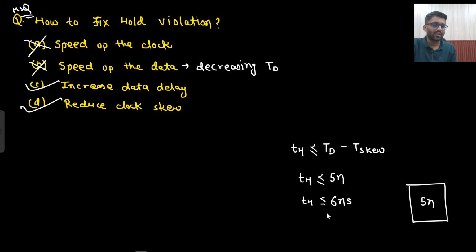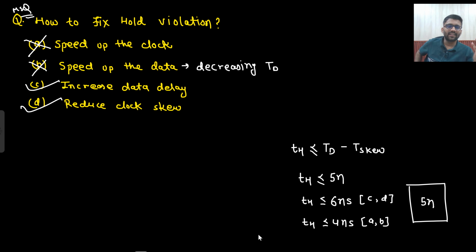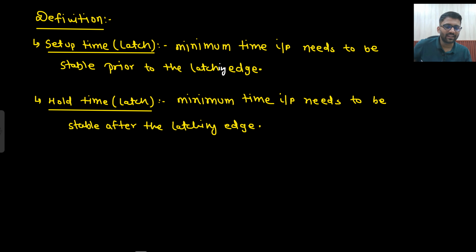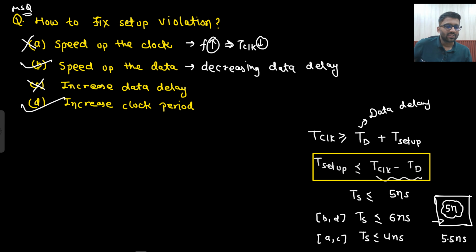So in that manner you need to analyze. Okay, so here also I will write that this you are going to get in C and D option, and this you are going to get in A and B option. So these are the ways. They can directly ask in the interview, what are the ways of fixing hold violation? Either they will ask with the circuit, here we solve these kind of problems with the circuits, or they will ask with the direct options as well.